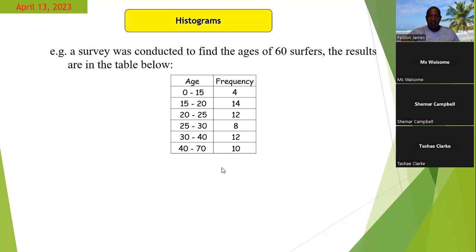All right, so a survey was conducted to find the ages of 60 surfers. The results are in the table below. All right, notice that the class intervals are different. Now, if you look at these class intervals, what intervals would be different in terms of their sizes?